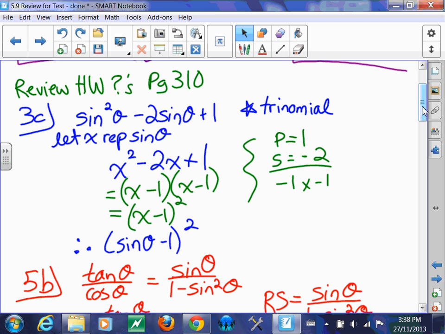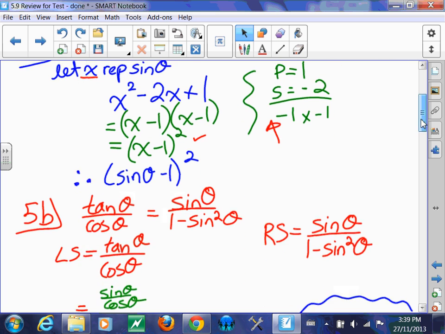So on page 310, 3C, looking at an expression like this, ladies and gentlemen, hopefully you notice that it's like a trinomial. And to make life easier, I'm just going to let x represent sine theta. So what am I left with? x squared minus 2x plus 1. I factor it through. I find my two factors. I notice it's a perfect square. So it's going to be (x minus 1) squared. And then I look back and I substitute in that sine theta is what I substitute in for x. So I have to put it back in. All right, so that's just simplifying an expression.